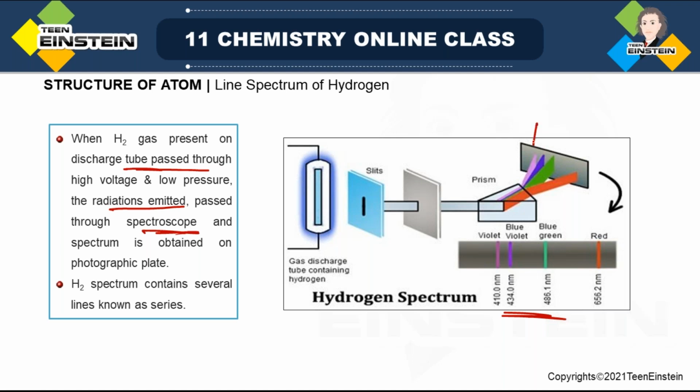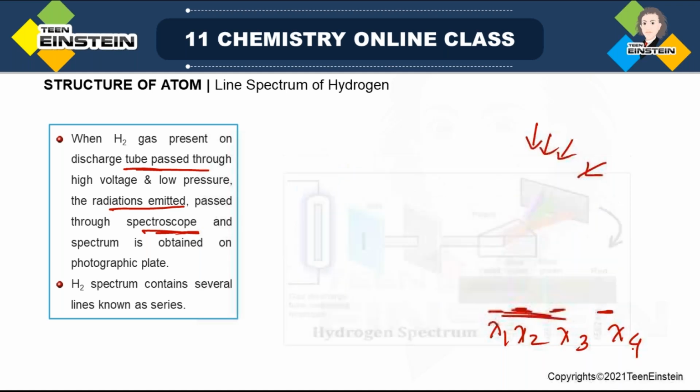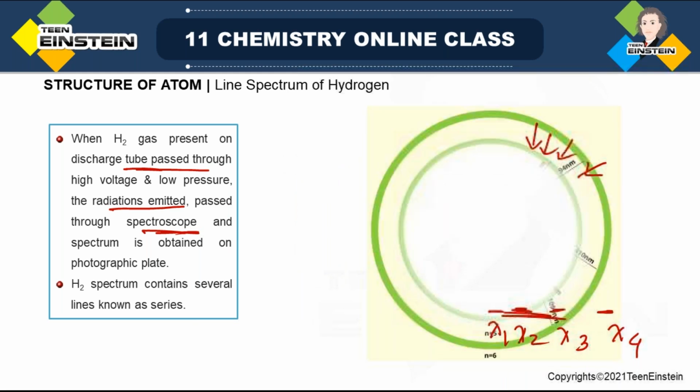Fine. So 4 lines are mentioned here: 1, 2, 3, and 4. So the violet, which is 410 nanometer, very low wavelength, that means it is the highest energy. Then 434, the next lower energy. 486, the next lower energy, and then this one. So suppose it is lambda 1, lambda 2, lambda 3, lambda 4. Okay, this type of specific lines we are getting on the black background. Fine. Now this picture, you can also imagine it.